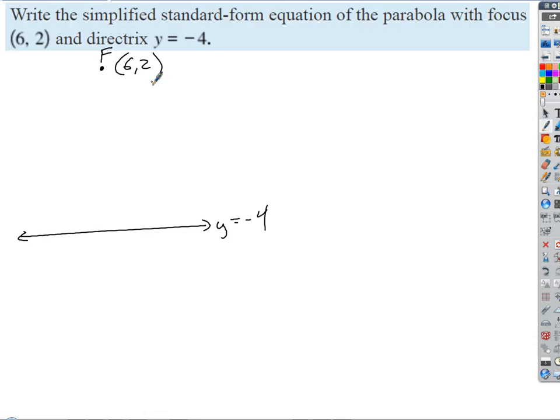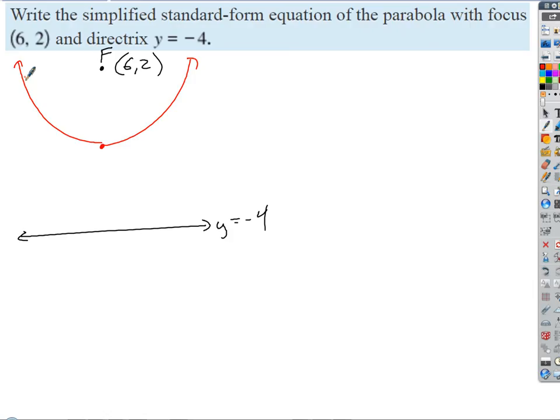So then where does the vertex go? In between. It's going to be right about there. The parabola is going to open up or down then. It's going to open up. The parabola is going to look like that. So is P going to be positive or negative? It's going to be positive.